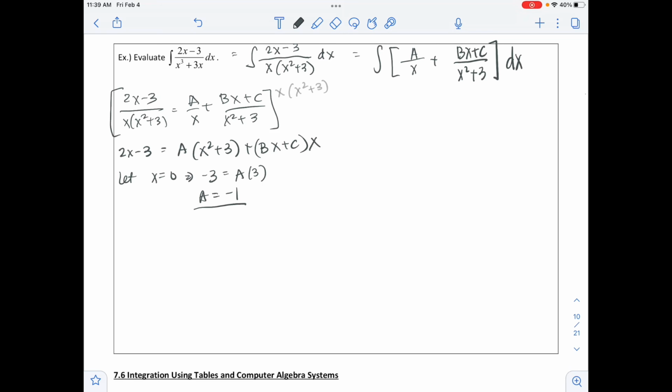And so looking at this, I notice that I have A times x squared, and then I'll also have Bx times x, which is also an x squared. On the left side I have no x squared, so I'm going to go ahead and put 0x squared equals Ax squared plus Bx squared. Remember this is an equation, so those x squared terms have to equal each other. So this is the same as saying 0 equals A plus B, and we know that A is equal to negative 1, so B is equal to positive 1.